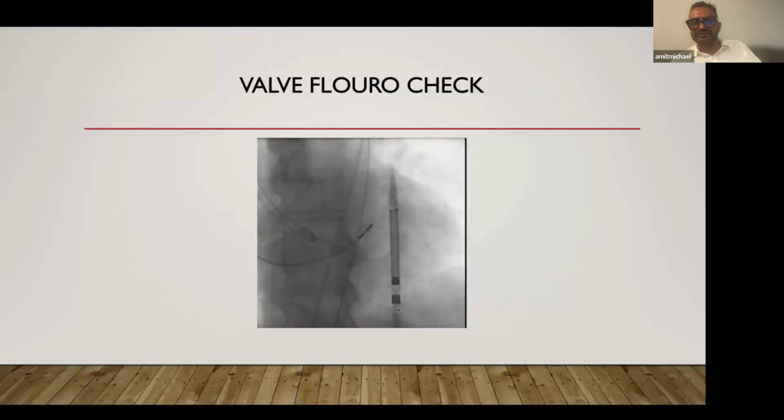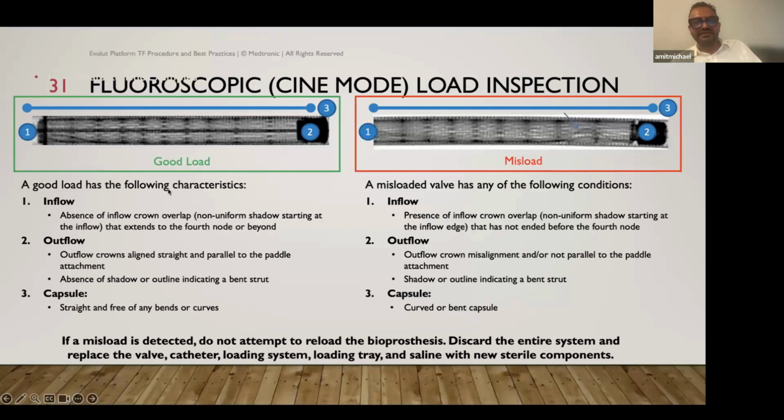Now, what we are trying to look for in this fluoro check is in the next slide. So that is the inflow of the valve, that is the outflow of the valve. What you're trying to see is that in the inflow, there's no crown overlap. So when we say crown overlap, that's the inflow crown there. So we usually look at this. You see this shadow there. That shadow should not extend below the fourth node there. So these are the nodes on the valve. If it extends beyond the fourth node, that means it's not a properly prepared valve. So then you need a new valve.